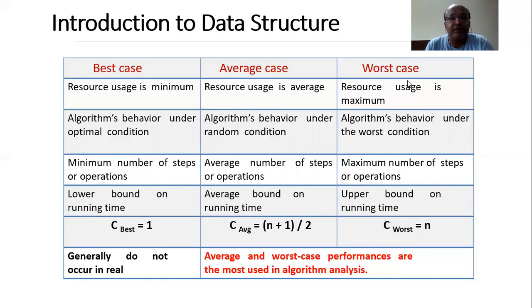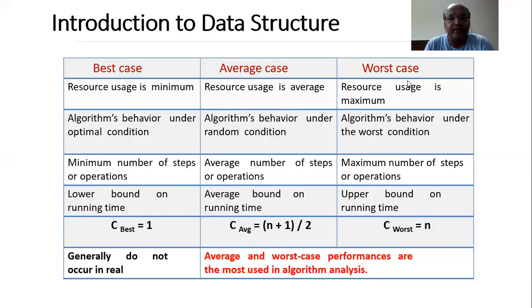The best case is the algorithm's behavior under optimal conditions. Optimal means the best one. If we are talking about time, we can consider optimal time, which means minimum time, correct? And in the average case, the algorithm behaves under random conditions.